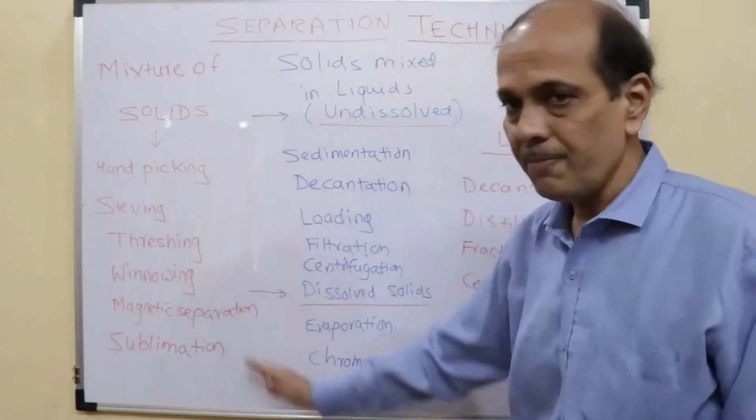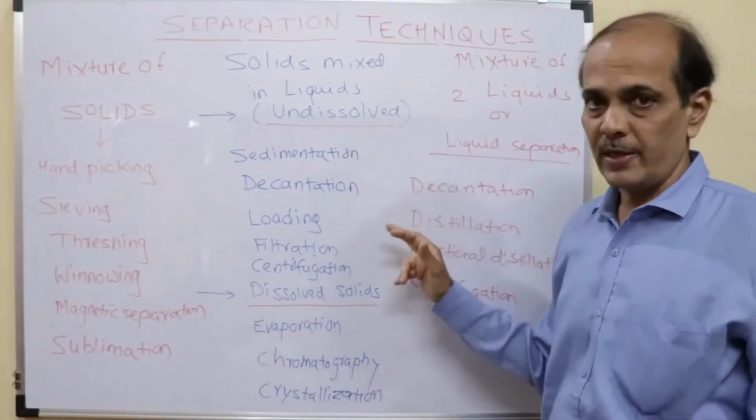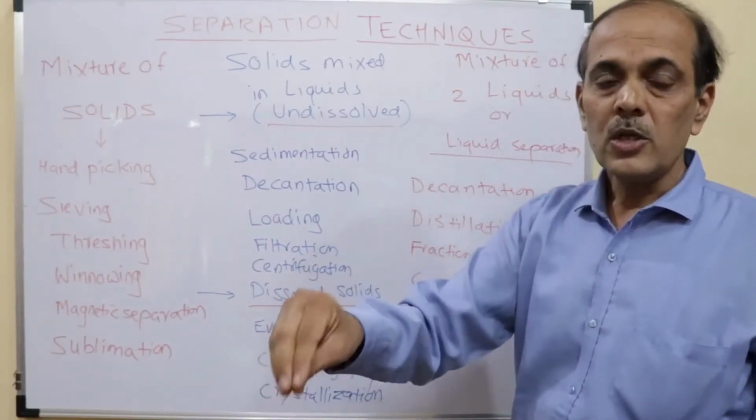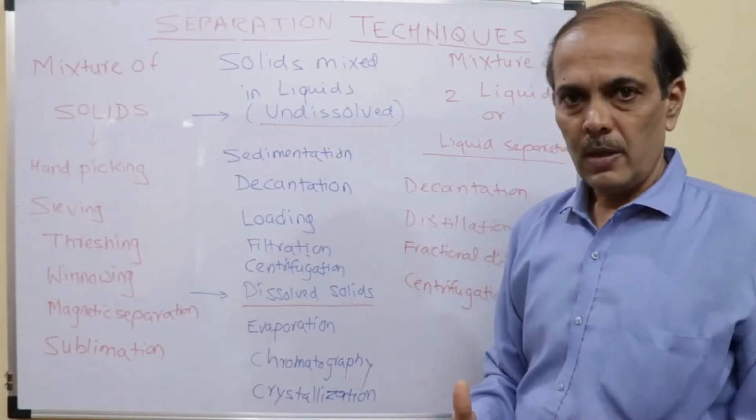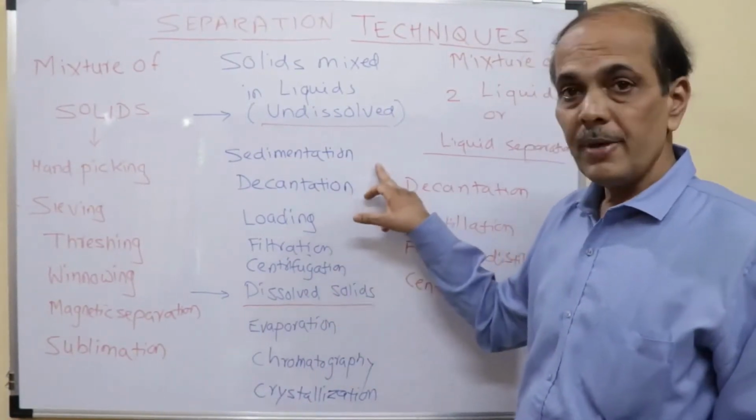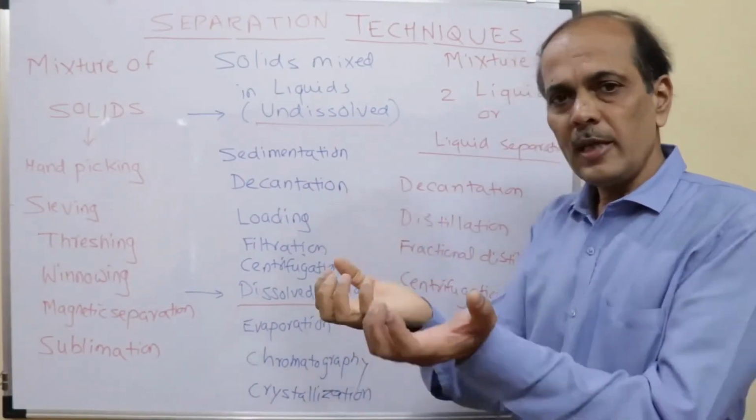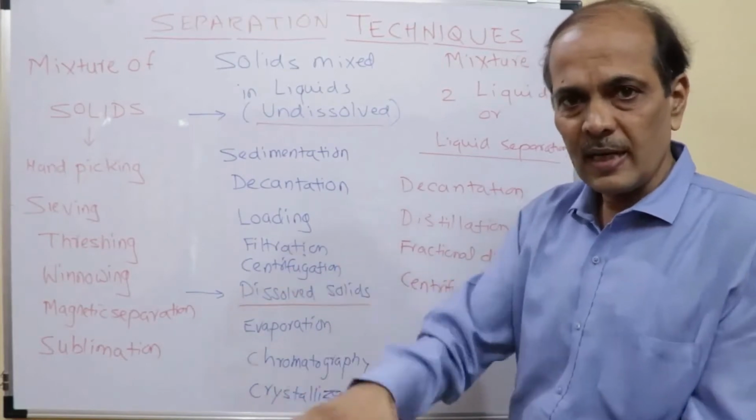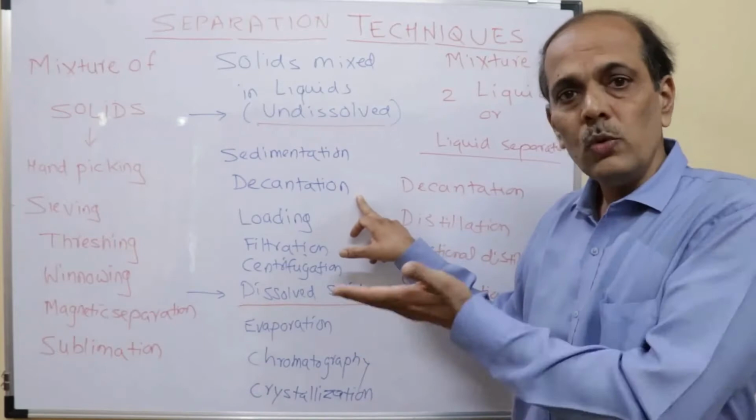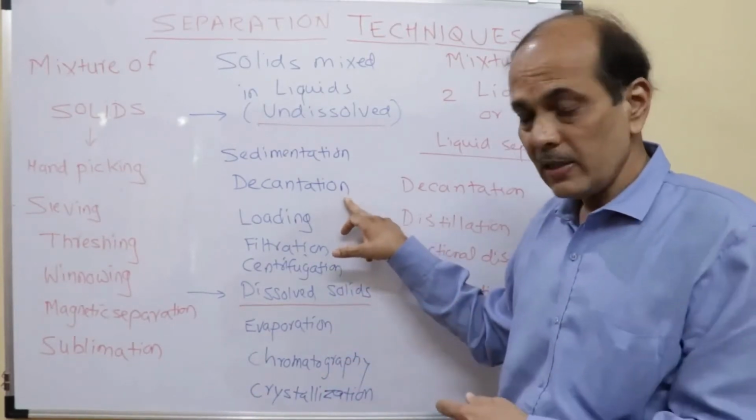This is quite simple. But when solids are mixed in liquids, take a simple example, you add some soil in water. Soil does not get dissolved. It can be separated using a technique of sedimentation. That means slowly this soil, being heavy, will settle down. Then you can decant, or remove the water from above, and that is called decantation.